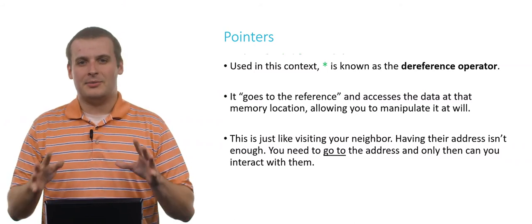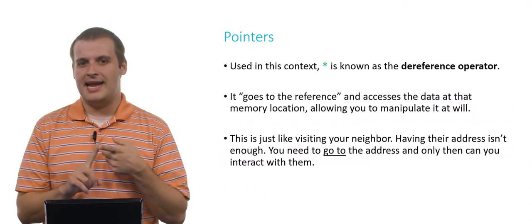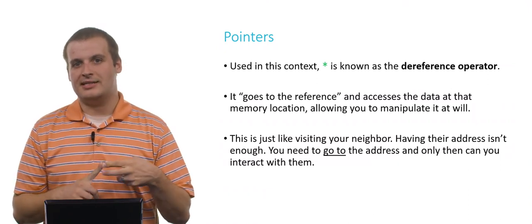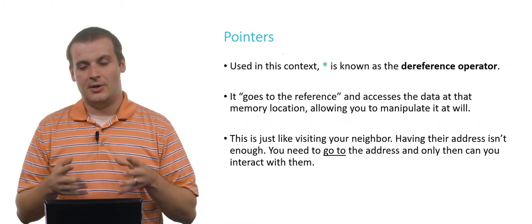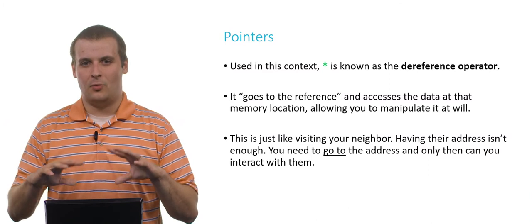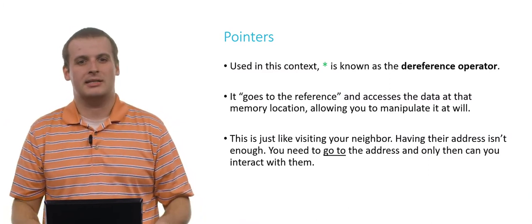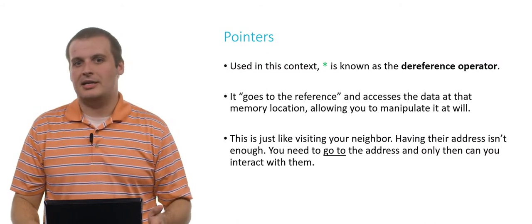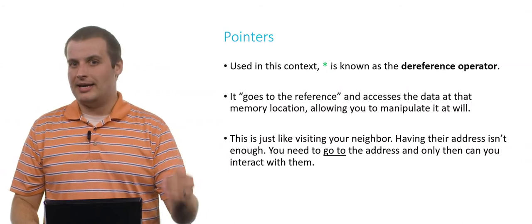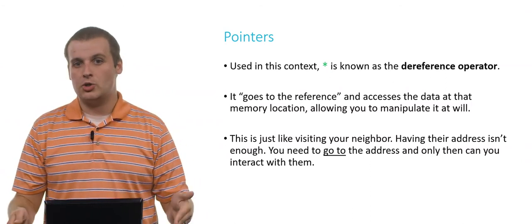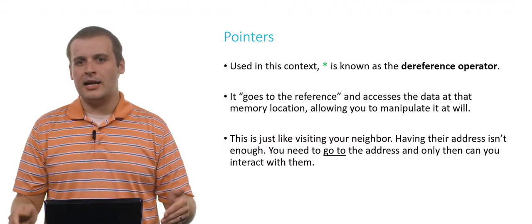So here we go again with some weird C stuff. We've seen star previously as being somehow part of the data type, and now it's being used in a slightly different context to access the data at a location. I know it's a little confusing, and that's part of why pointers have this mythology around them of being so complex. It's kind of a syntax problem, honestly. But star is used in both contexts, both as part of the type name, and we'll see something else too a little later, and right now as the dereference operator. So it goes to the reference. It accesses the data at the location of the pointer and allows you to manipulate it at will.